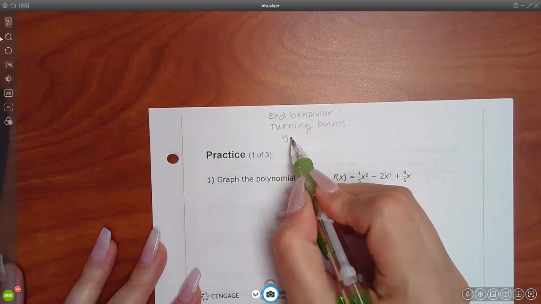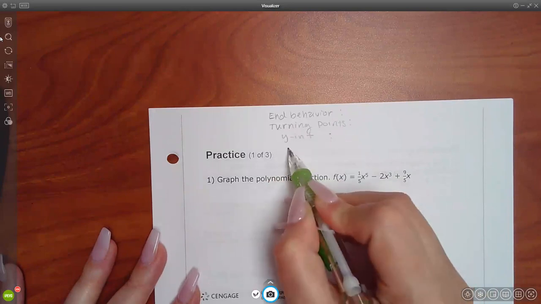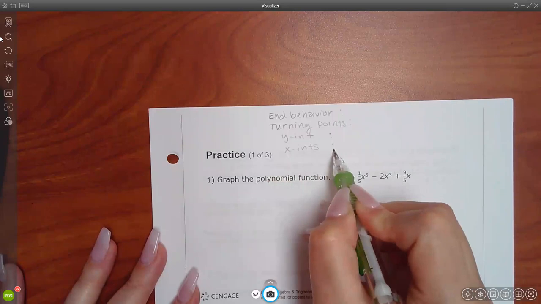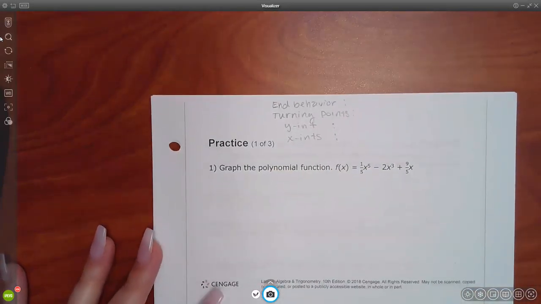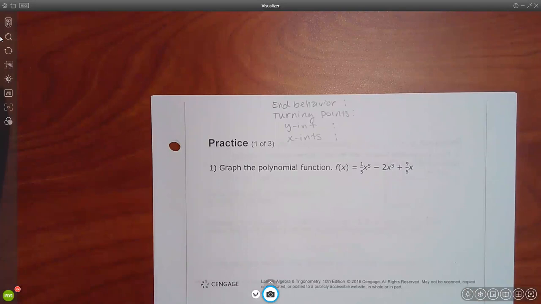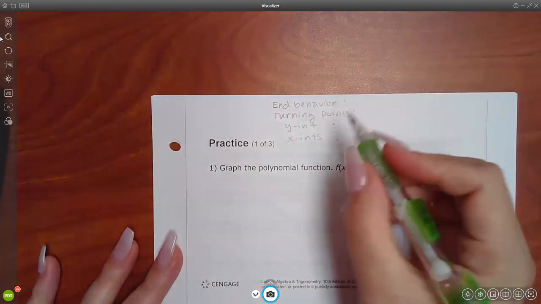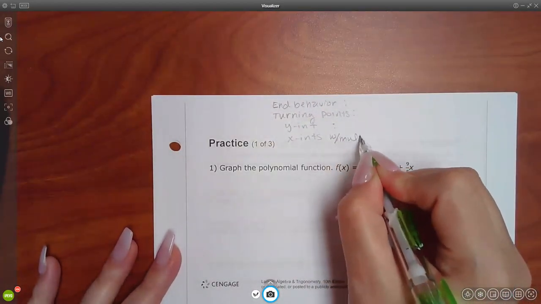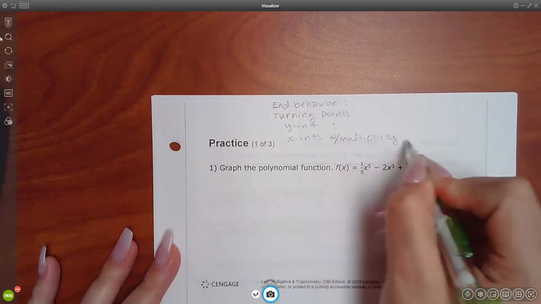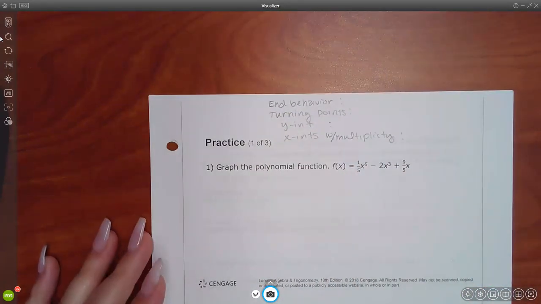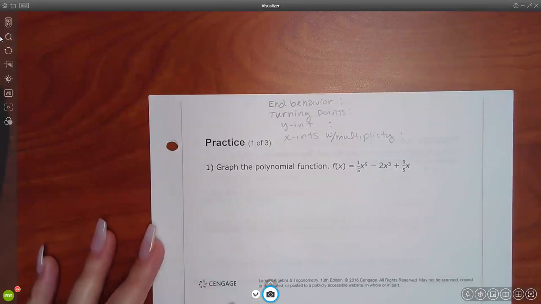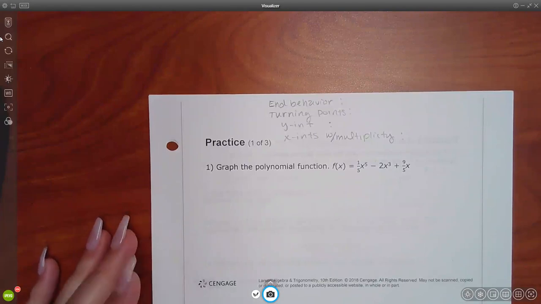We could tell you what the y-intercept is. That one's super easy. We can even tell you what the x-intercepts are. After that, you're just guessing. You're just trying to figure out what's going on here. And I'm going to be more specific here. Intercepts with multiplicity. Because I need to know that multiplicity information in order to tell you if it's going to go through that spot or just kind of touch it and go back the way it came. I have to know these four pieces of information.